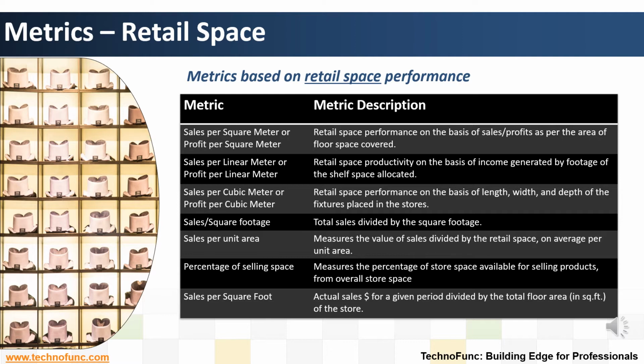It measures the percentage of storage space available for selling products from overall storage space. You can also measure sales per square foot: actual sales dollars for a given period, usually a month or a year, divided by the total floor area in square feet of the store. There are variants of this indicator in terms of sales per square foot of the merchandisable area of choice, like walls and display units.